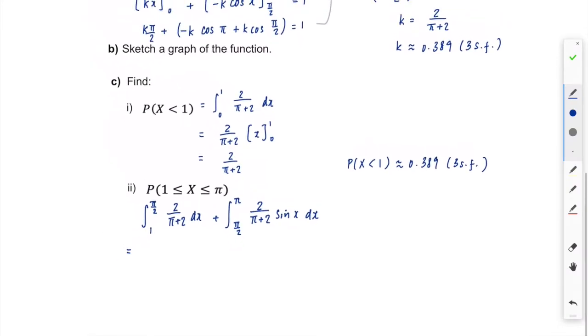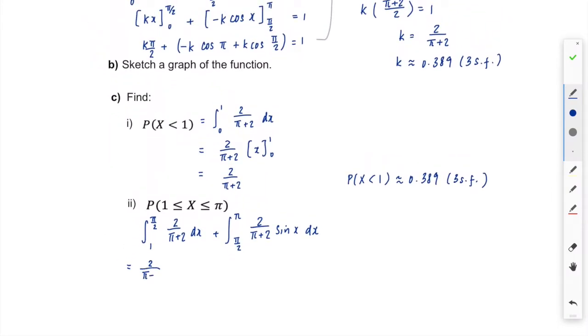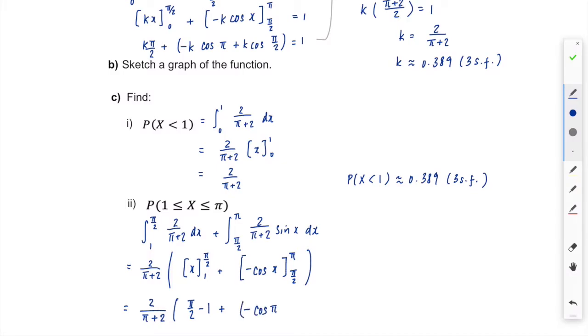So, the next part is just to take the integrals. But what will help us is to perhaps factor out 2 over pi plus 2, okay, to simplify our work. And then we can say the first integral becomes x from 1 to pi over 2, okay? The next integral will become negative cosine x from pi over 2 to pi, like that, okay? So here we have 2 over pi plus 2. The first bit, we have pi over 2 minus 1 plus negative cosine pi, I'll just do it in the ugly way, minus negative, so plus cosine pi over 2.